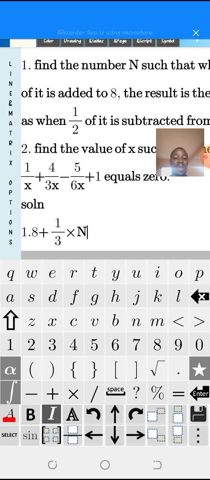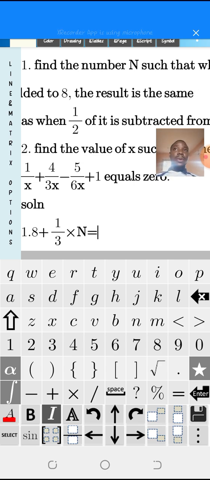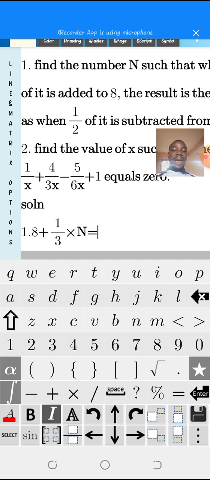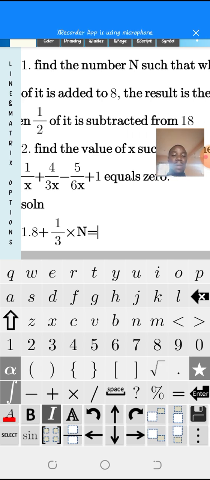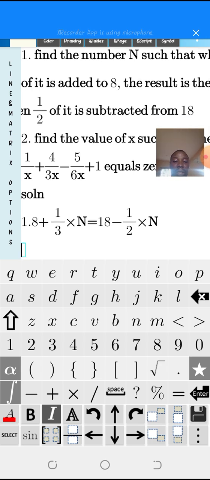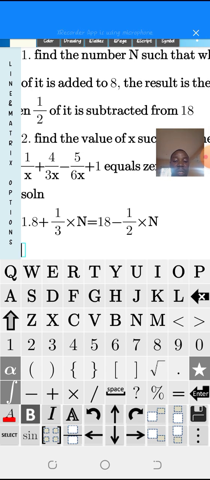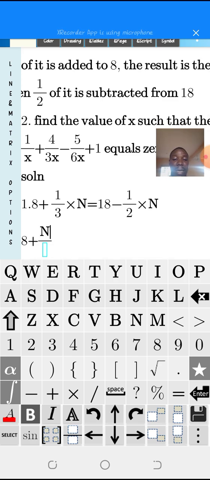And then they say the result is equal to the same as when 1 over 2 of it is subtracted from 18. That means 18 minus 1 over 2 times n. So from here we can forge ahead. This becomes 8 plus, 1 times n is n, all over 3, equal to 18 minus n all over 2.